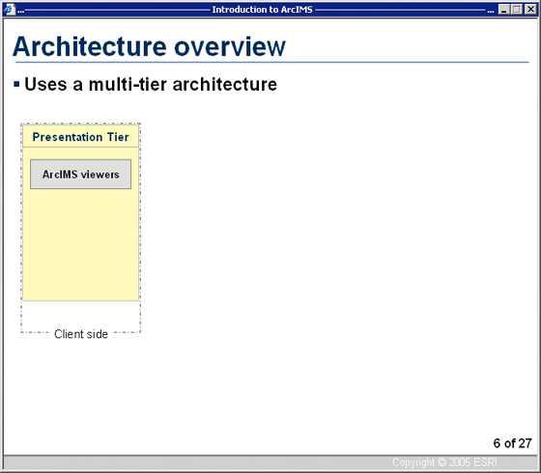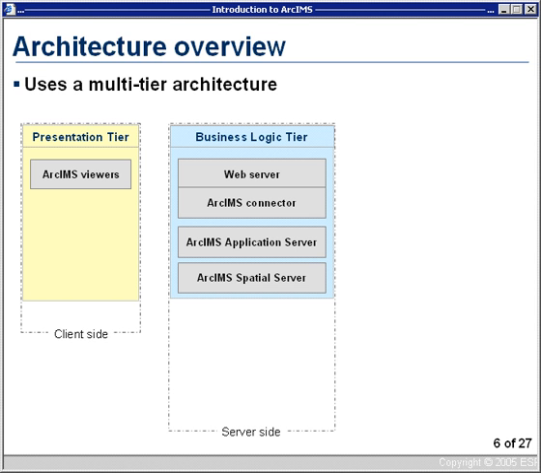ArcIMS uses a multi-tiered design, meaning that there are several different areas that work together to serve GIS data and functionality to the client. The first tier is the presentation tier. This includes the ArcIMS client-side viewers used for accessing, displaying, and analyzing geographic data. Second is the business logic tier. These server-side components are used for handling the requests and administering the site. We will discuss each of the different components in subsequent slides.